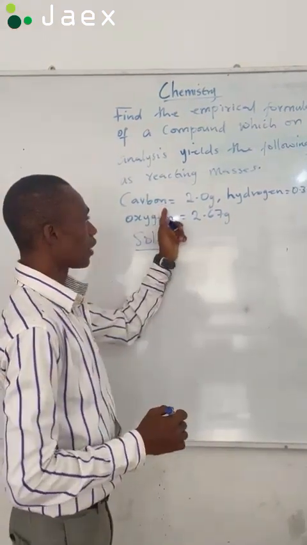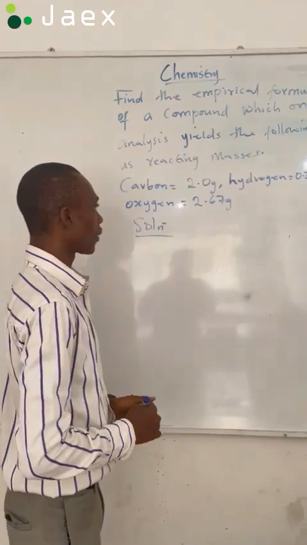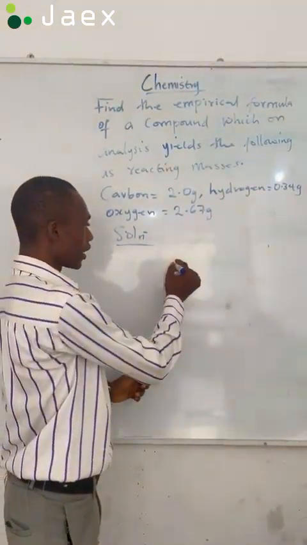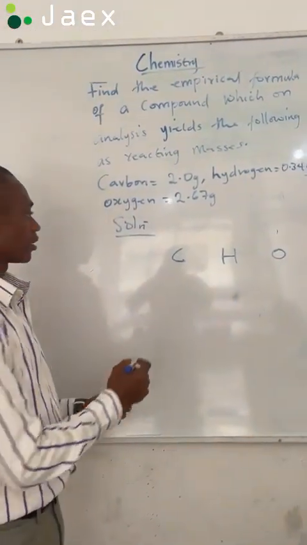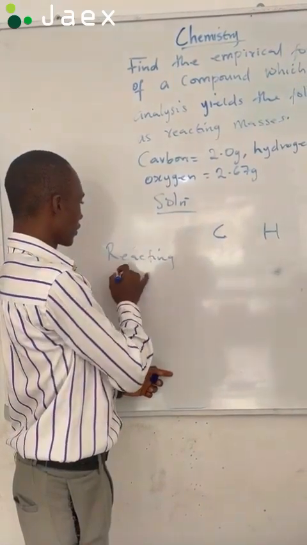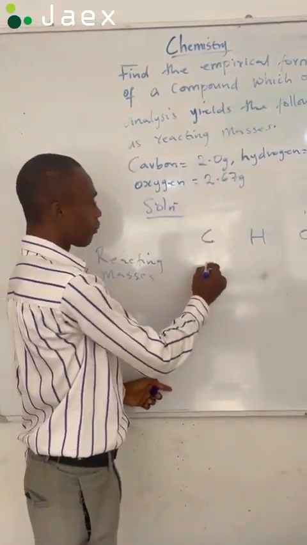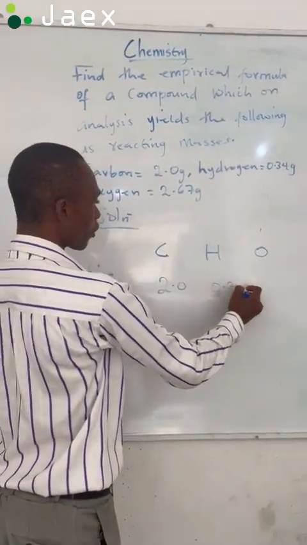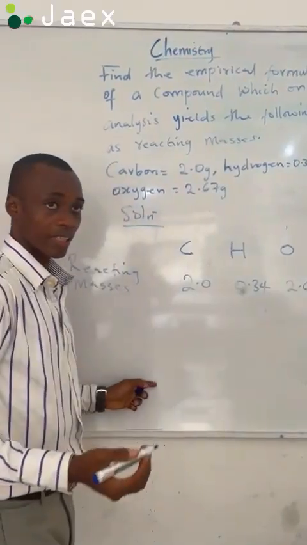Step 1, we have to list out the various elements that make up the compound. What are the elements that make up the compound? We have carbon, hydrogen, and oxygen. So we put it here, carbon. Alright, second step is to state their reacting masses. So we can come here and say reacting masses of the various elements. Now that of carbon is 2.0, that of hydrogen is 0.34, and that of oxygen is 2.67, all in grams.